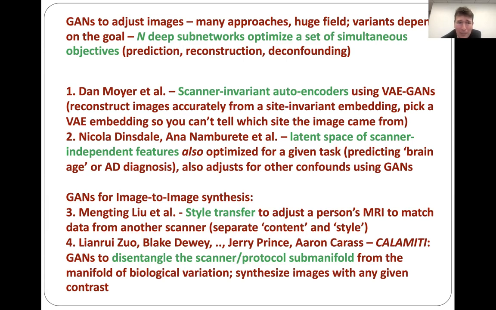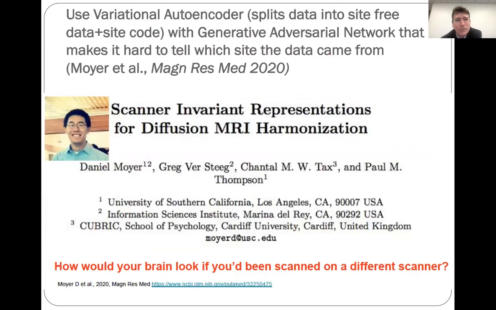Similar work by Nicola Dinsdale and Anna Namburete has been using GANs also to adjust for other confounds. I'll talk about their approach in a minute. And then approaches by Mengting Lu and Neda Jahanshah's lab at USC, and also Lian Rizhou and Jerry Prince and Aaron Karas, are attempting to synthesize images in a way that is site invariant and adapt them to data from a specific site. So let me tell you about this work by Dan Moyer, which is the first example.